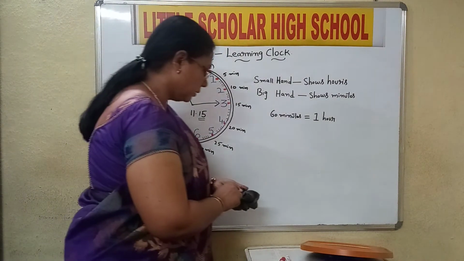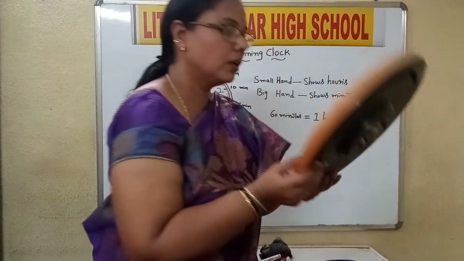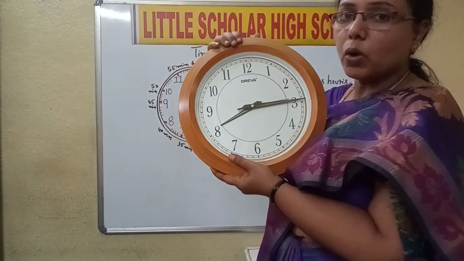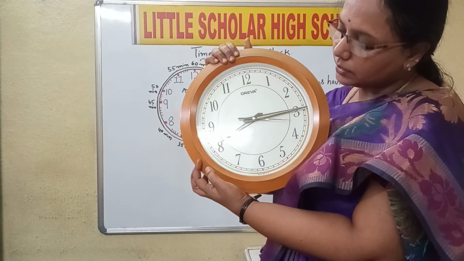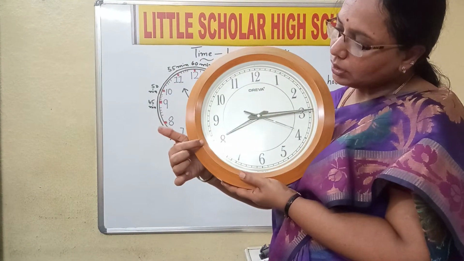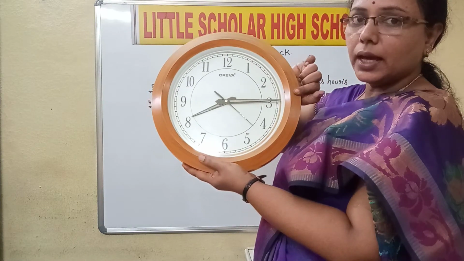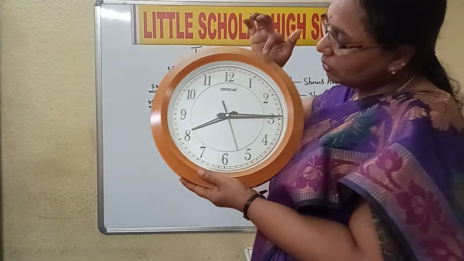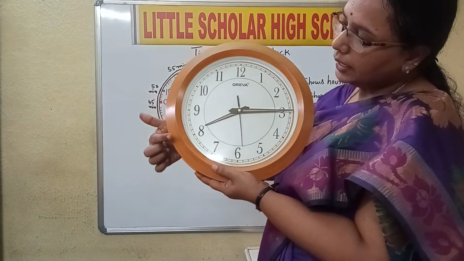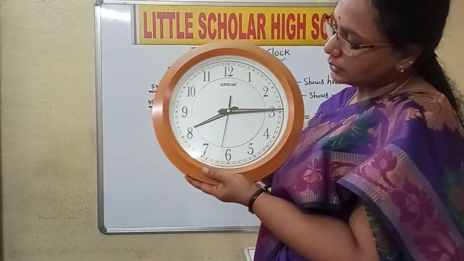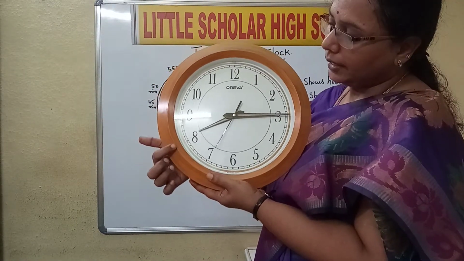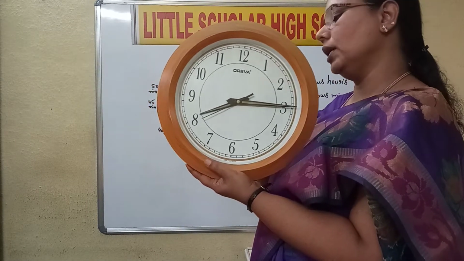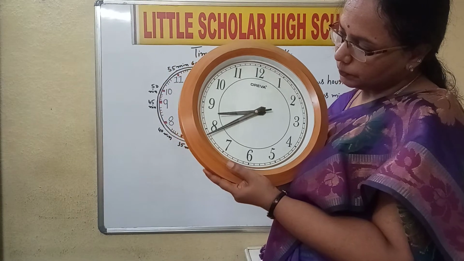Okay. Now you see here. Where is the small hand? The small hand is on 8. Where is the big hand? The big hand is on 3. That means what is the time now? Quarter past 8, or 8:15. Okay. Now you tell me this now.